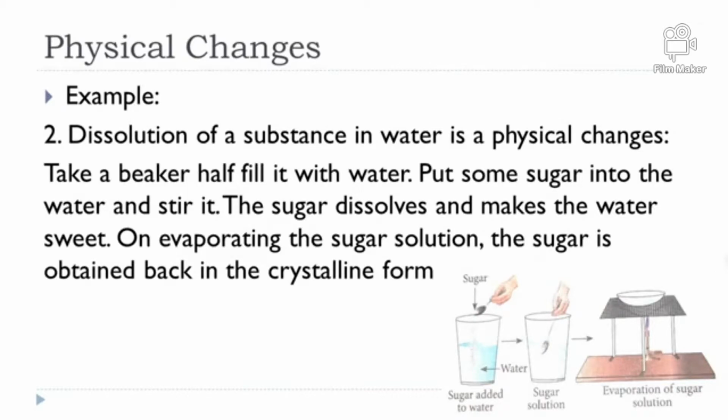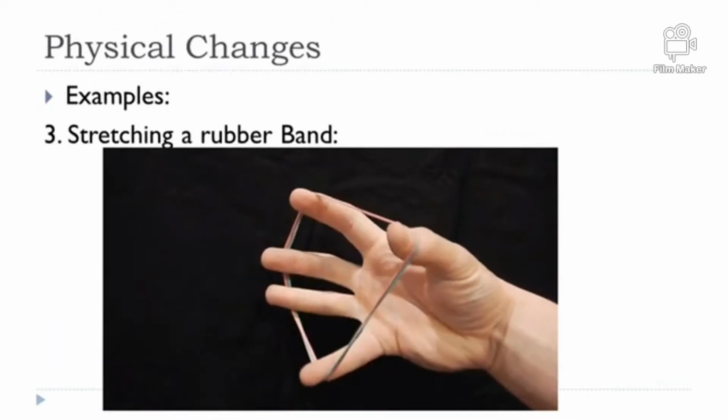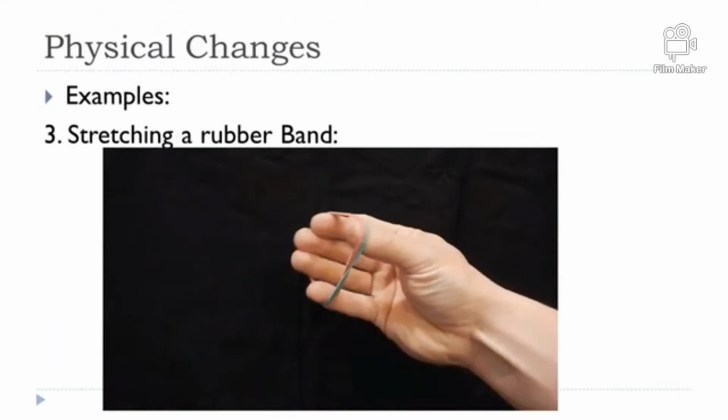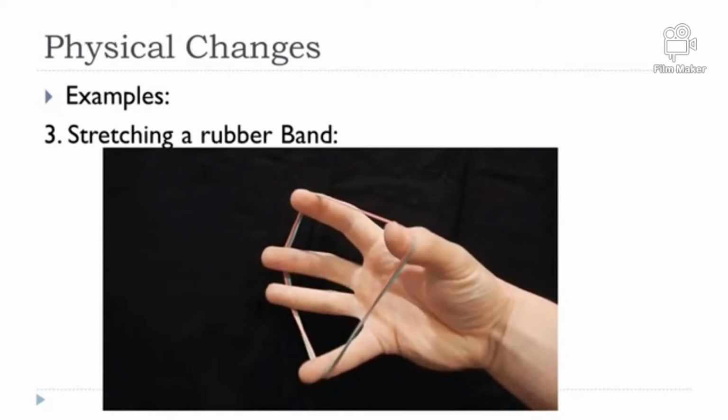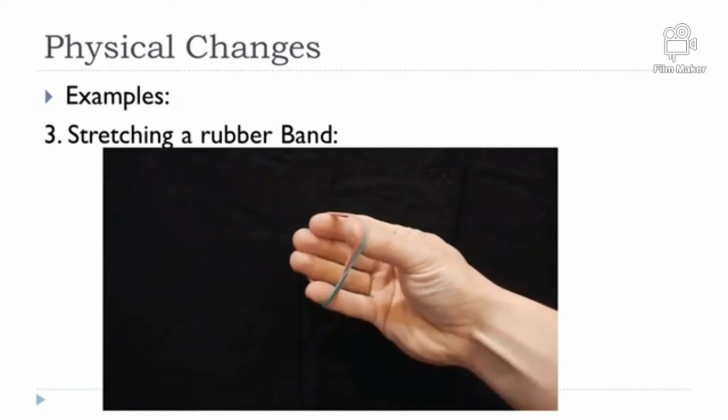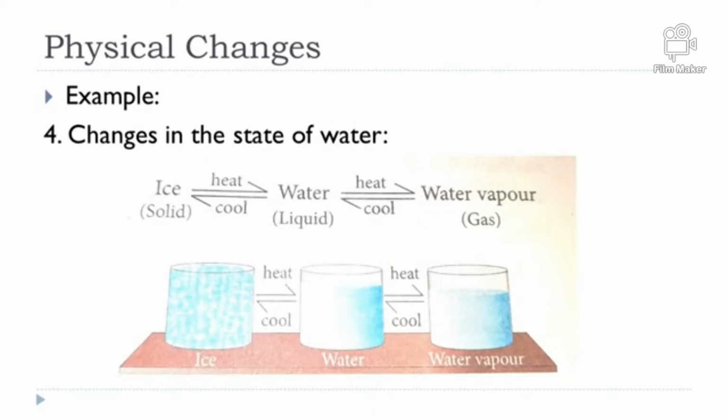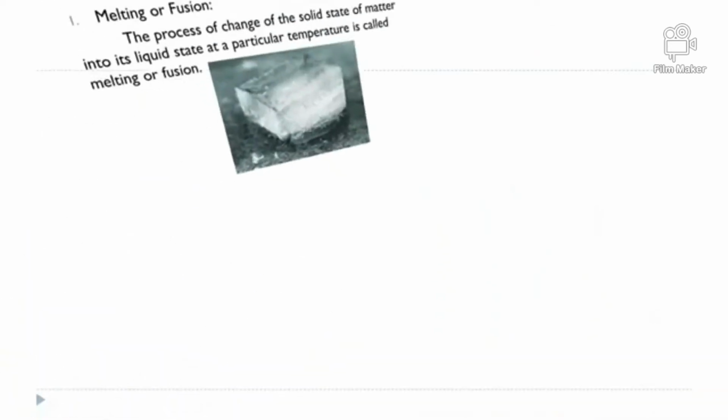Now try to stretch a rubber band. What happens? It stretches and again regains its original shape. It's a physical change. Change in state of water is also a physical change. Ice, when given heat, turns into water. When water is heated, it turns into water vapor. And in the opposite direction, when water vapors are cooled, they become liquid, then turn into water. And when water is cooled, it becomes ice.